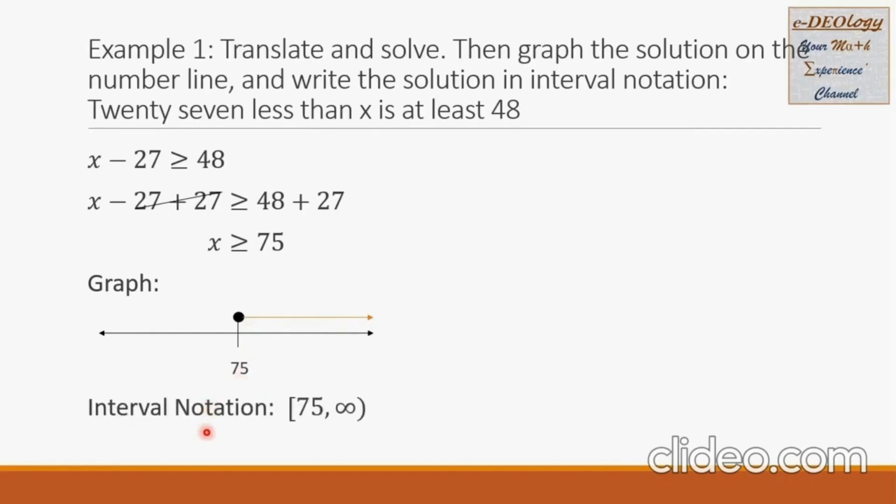For the interval notation, we will put the solution set. Our lowest number is the 75. All the numbers greater than 75 is now represented by the infinity. For the 75, we use this square bracket to denote that 75 is part of the solution because of that symbol greater or equal to. And the parentheses for the infinity, because as a rule, we put parentheses if there is infinity involved. So this is our final answer.